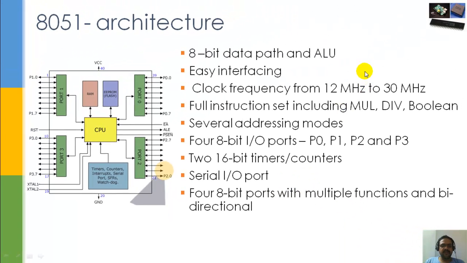If you look at the general features of 8051, I've told this many number of times. It's an 8-bit microcontroller and accumulator based architecture. It's very easy for interfacing with the external world, and the clock frequency or the operation frequency of 8051 can vary anywhere from 12 megahertz to 30 megahertz. It has got a full instruction set. When I say full instruction set, what I mean is it includes multiplication instruction, division instruction as well. It supports Boolean, which is nothing but logical. It supports several addressing modes like direct, indirect, indexed, and immediate.